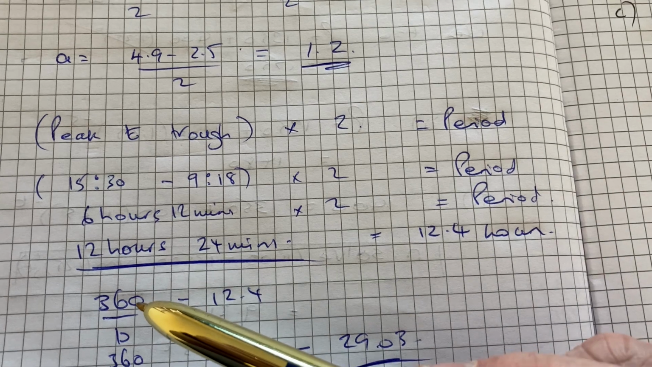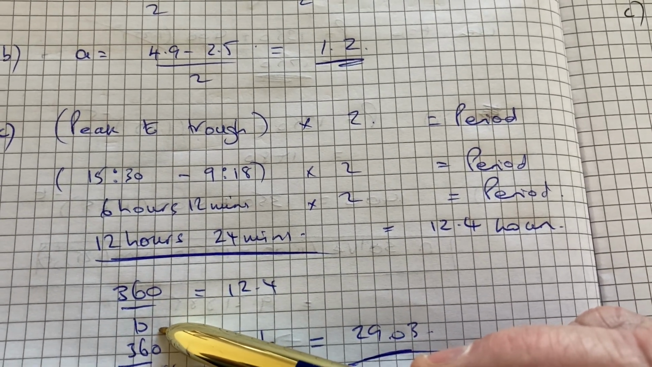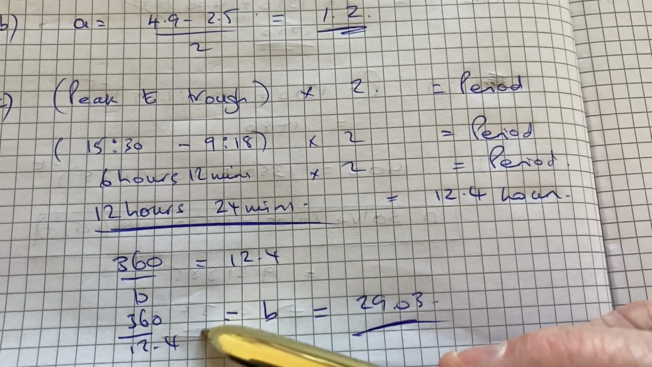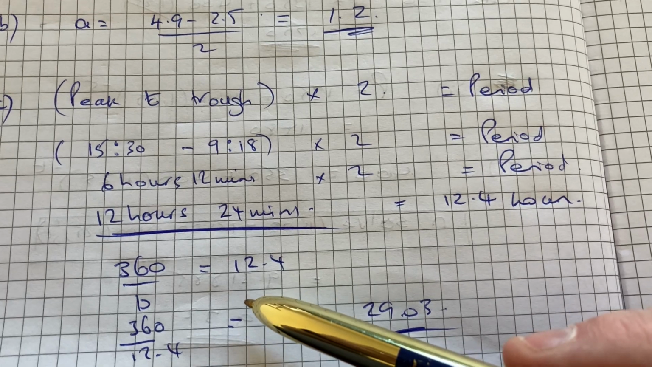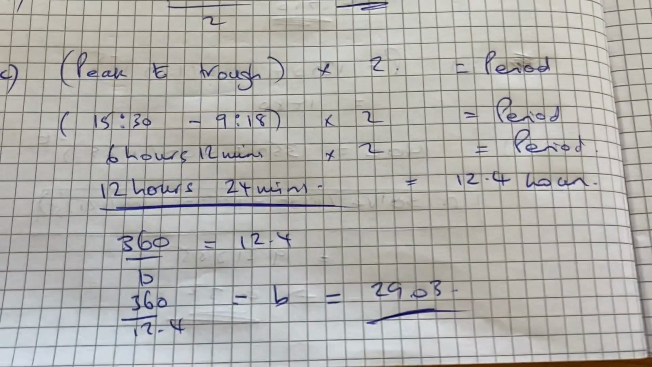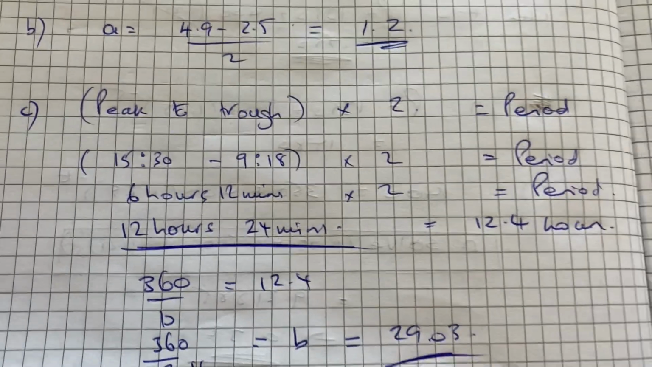So the period of the graph, remember, is 360 divided by B. So B equals 360 divided by 12.4, which gives me an answer of 29.03 for B.